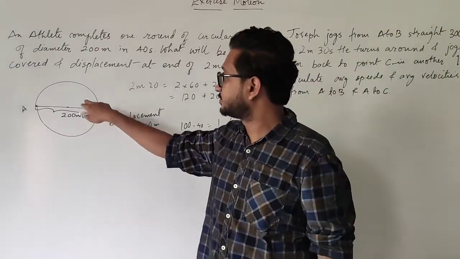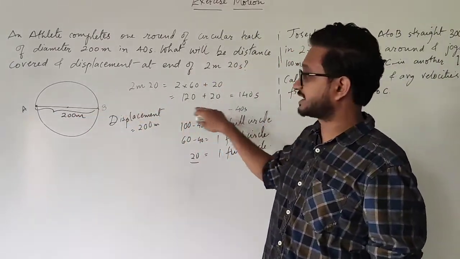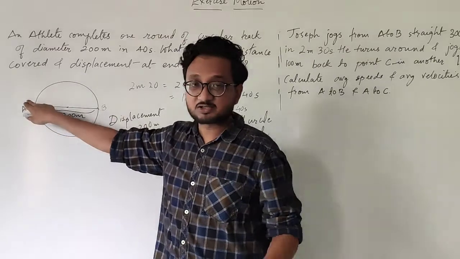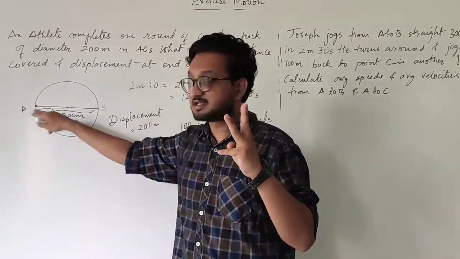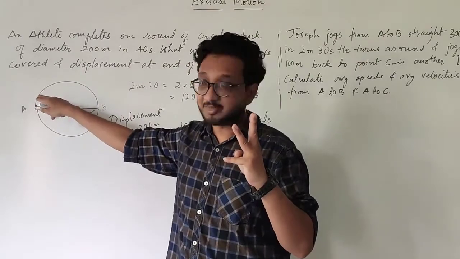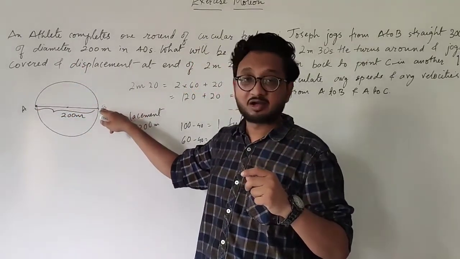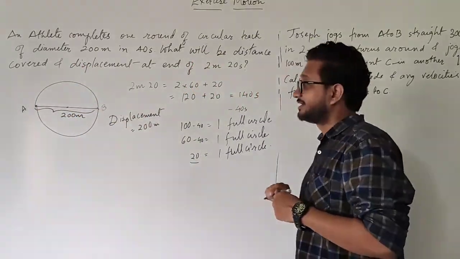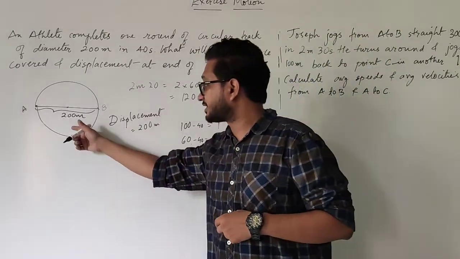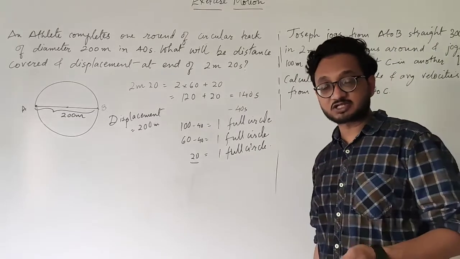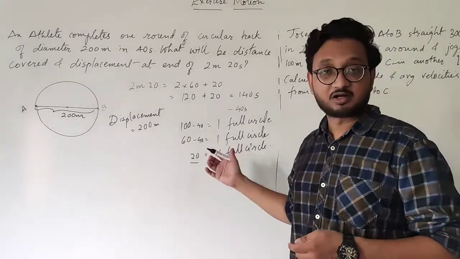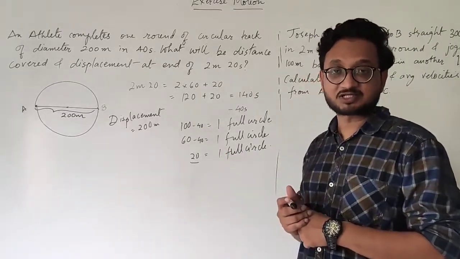So what happens in 2 minutes and 20 seconds? That is 140 seconds. 40 seconds, one full circle, another 40 seconds, second circle, another 40 seconds, third circle, and the 20 seconds remaining, he comes over here, half of the circle, that is a semicircle, and that is how his displacement becomes 200 meters. I hope it is clear to you students. It is more of a logical question than a calculation, just for understanding.